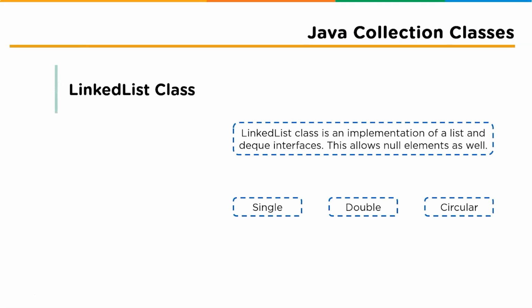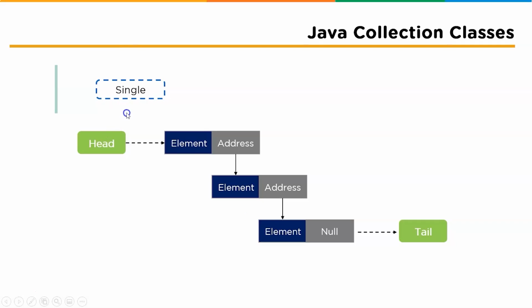So next up we have the linked list. Linked lists also come under Java collection classes. There are three types of linked lists, which are singly linked list, doubly linked list, and circular linked list. Now let's check out each one of those. So the first one is the singly linked list.